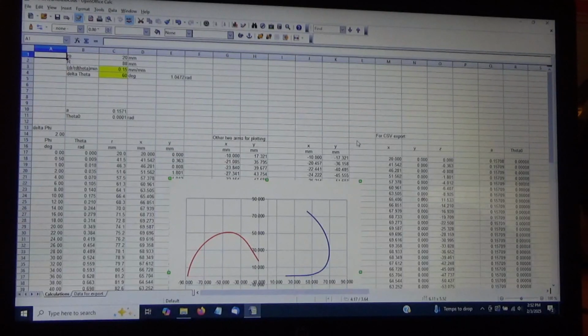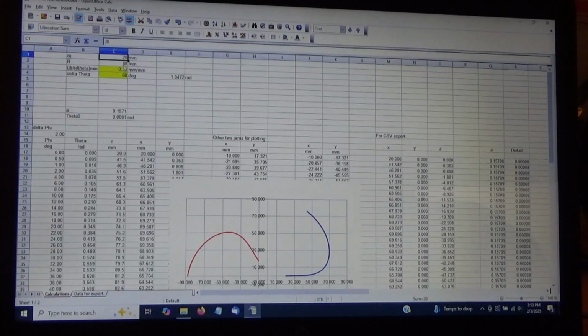This is the spreadsheet I use to calculate the profile of the blades. I've got some inputs here. There's some parameters that we can just pick, like a minimum radius. I chose 20. Maximum radius, that's the radius of the turbine.